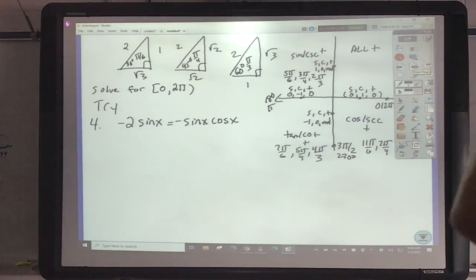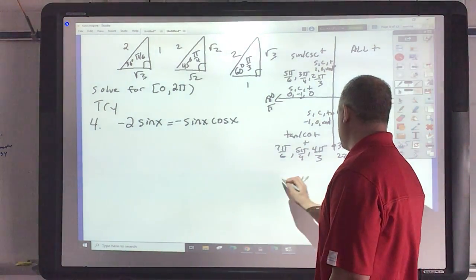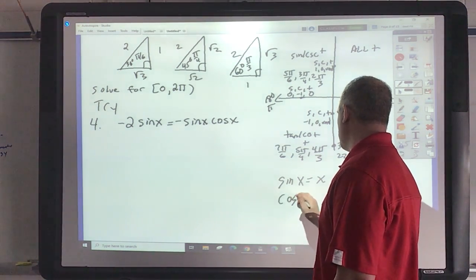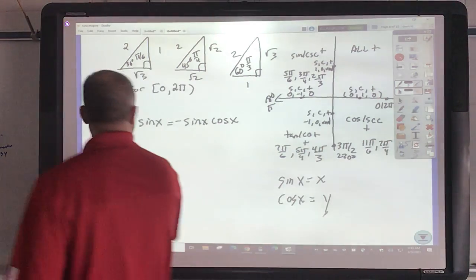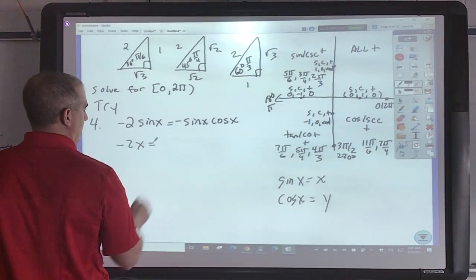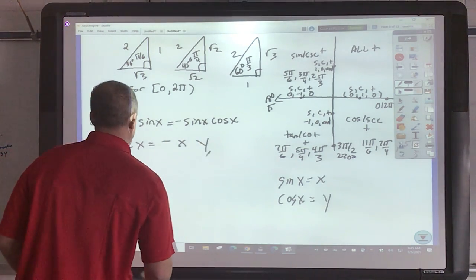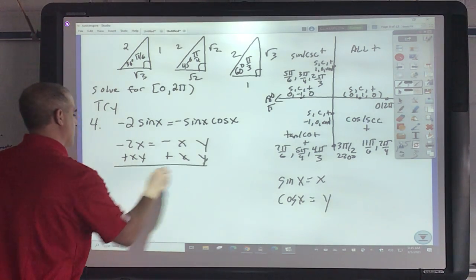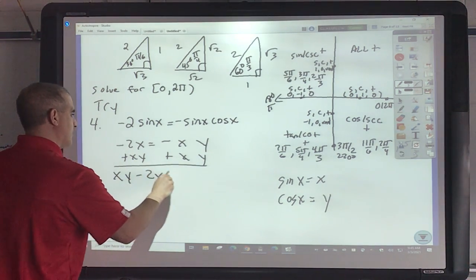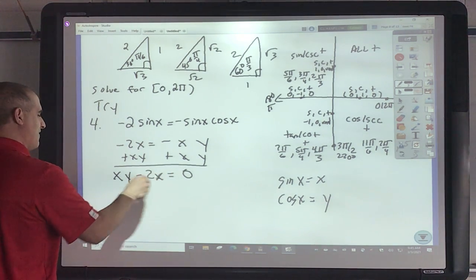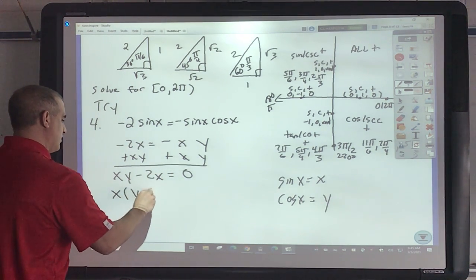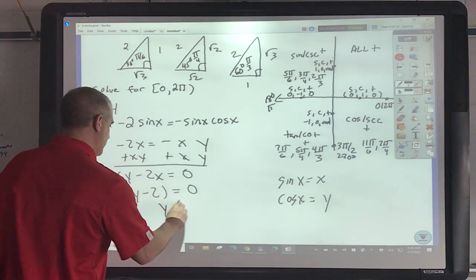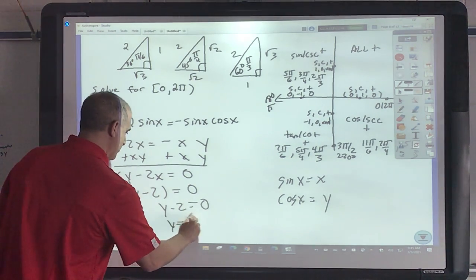Ooh, multiple variables. So I'm going to substitute sine of x for x, and we'll put cosine of x as a y. So I got negative 2x equals negative xy. What I would do is add xy over to this side, so I got xy minus 2x equals 0. Since they both have an x in common, I would take that out, so that'd be x times y minus 2 equals 0. So x equals 0 or y minus 2 equals 0. Well, that's easy, that's going to be y equals 2.